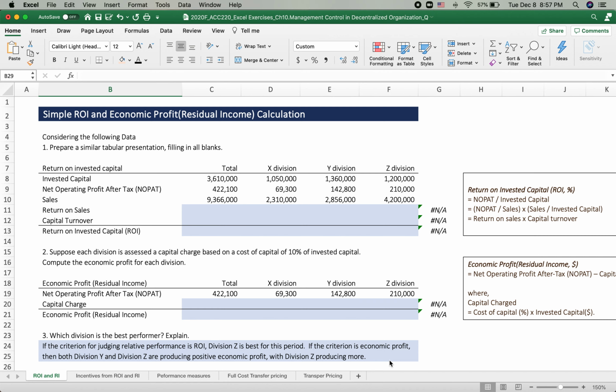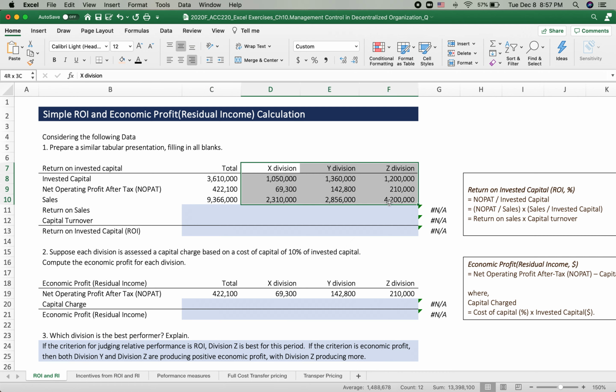Hello students, now let's practice how to calculate the return on invested capital and economic profit for the performance measure. Considering the following data, prepare a similar tabular presentation filling in all blanks. As you can see, we have the company total and the three divisions X, Y, and Z.